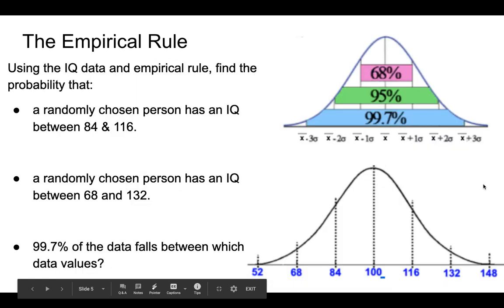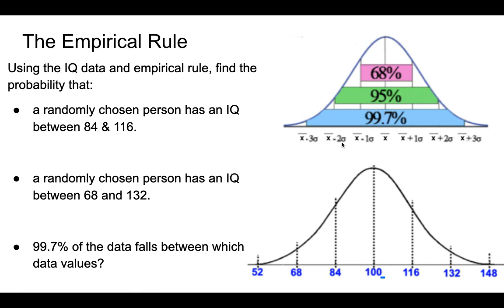The one that we're primarily going to use looks like this, where 1 standard deviation from the mean holds 68% of the data. 2 standard deviations within the mean holds 95% of the data, and 3 standard deviations from the mean holds 99.7% of the data. Here's how we can use this empirical rule when data is normally distributed. Using the IQ data and empirical rule, we're going to find these three probabilities.